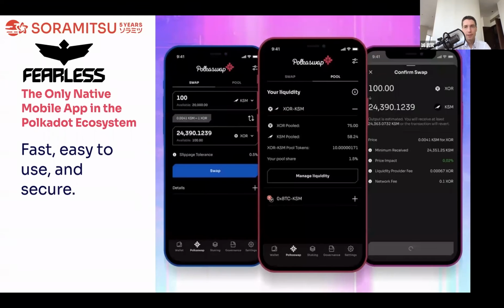Fearless is a really sexy and awesome wallet for the Polkadot ecosystem. In the Polkadot ecosystem, there's actually no native apps except for Fearless. So Fearless is the only native mobile app, which means that it's programmed in native Java or Kotlin for Android and Swift for iOS. The advantage of doing this is you get much better performance, and you can really fine tune and optimize everything.